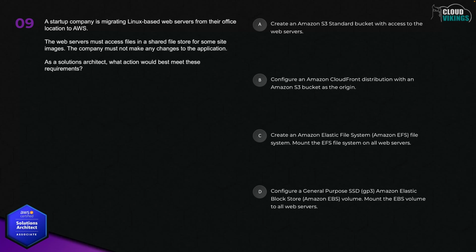A. Create an Amazon S3 standard bucket with access to the web servers. B. Configure an Amazon CloudFront distribution with an Amazon S3 bucket as the origin. C. Create an Amazon EFS file system. Mount the EFS file system on all the web servers. D. Configure a general-purpose SSD, GP3, Amazon Elastic Block Store, Amazon EBS volume. Mount the EBS volume to all web servers.